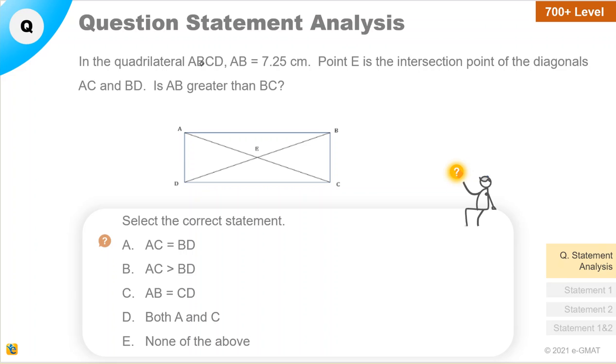In the quadrilateral ABCD, AB is 7.25. Point E is the intersection point of diagonals AC and BD. Okay, we can see that intersection point here. The question is, is AB greater than BC? So this is AB and this other one here is your BC, and you want to compare those.